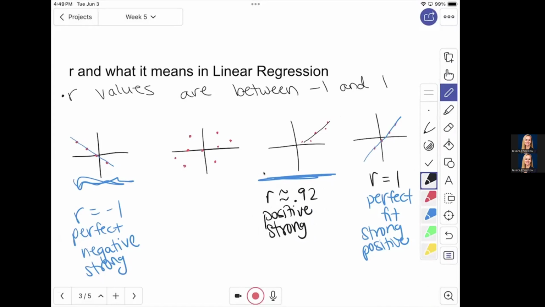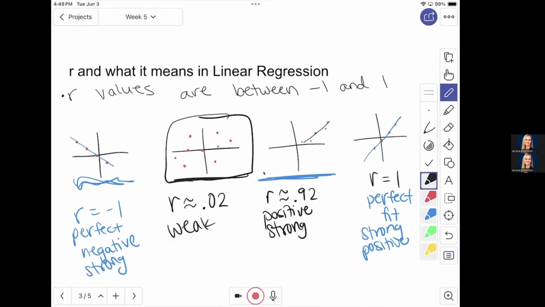I like to tell my students, think of it like your grade in a class. If you got a 99, that's almost a perfect score, but a 92 is still pretty good. But if you get like a 50, that's not good. And so this one right here, I would say R is approximately like 0.02 or something, where it's just closer to 0. And there is no way for me to draw a line through this. The data is scattered. And so in this case, that would be considered a weak correlation.